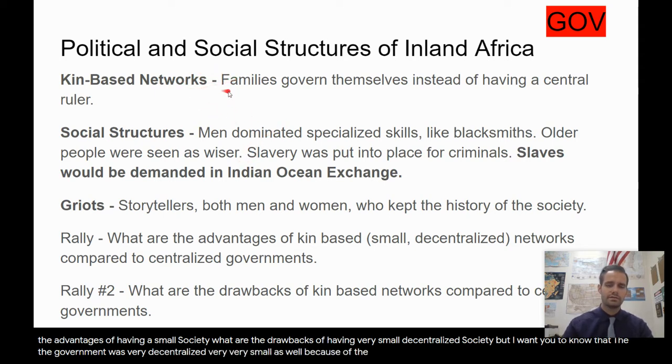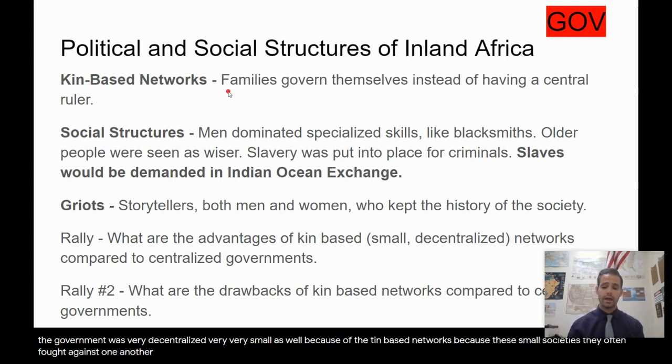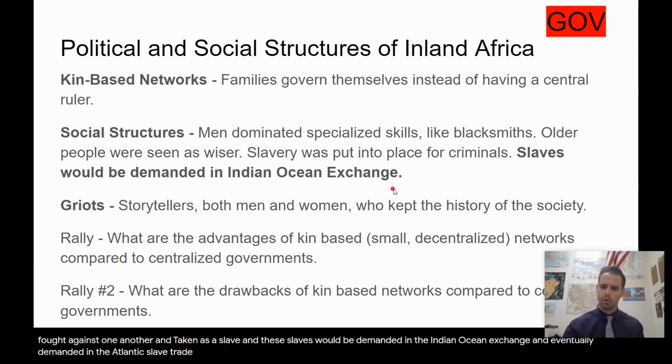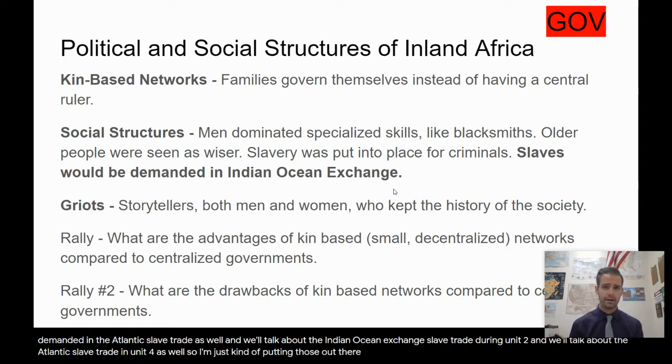Because of the kin-based networks, these small societies often fought against one another, and anyone who was a prisoner of war would be taken as a slave, and these slaves would be demanded in the Indian Ocean Exchange and eventually demanded in the Atlantic slave trade as well. And we'll talk about the Indian Ocean Exchange slave trade during Unit 2, and we'll talk about the Atlantic slave trade in Unit 4 as well. So I'm just putting those out there right now and letting you know that we are going to talk about those things a little bit down the road.